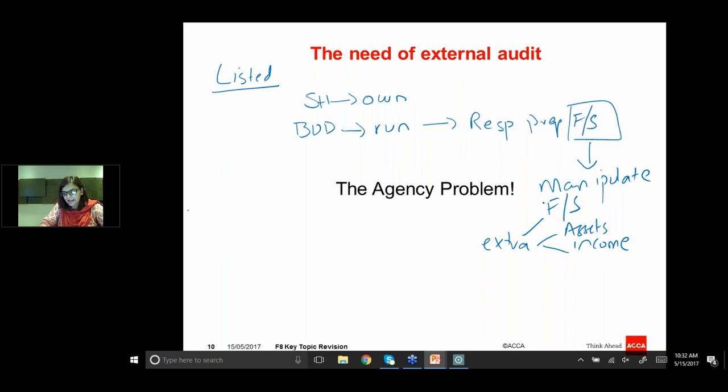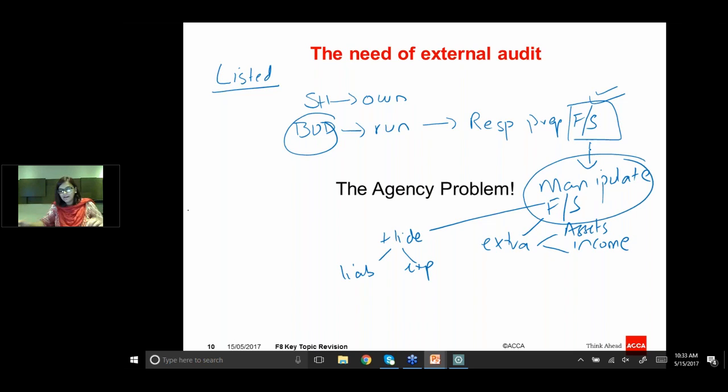That these directors, they know that the financial statements actually represent their performance. If my profit from the last year has gone up, the directors have done well. If the company is continuously making losses, the directors are not performing their role well. So they actually have the motivation to try and manipulate the financial statements by overstating their assets and income and understating their liabilities and expenses. My shareholders know all of this. So they know that the directors might be trying to manipulate the financial statements.